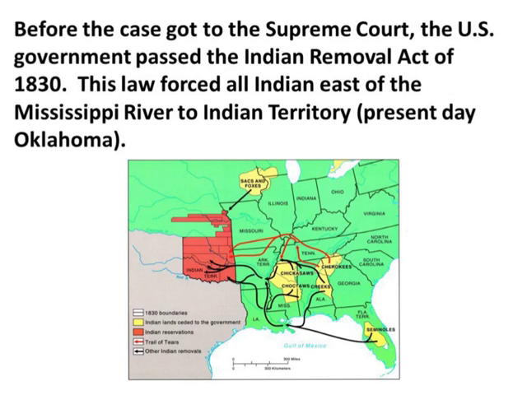Before the case got to the Supreme Court, the United States government passed the Indian Removal Act of 1830. This law forced all Indians east of the Mississippi River to Indian Territory, which is present-day Oklahoma. So all these Indians east of the Mississippi River were sent to present-day Oklahoma.